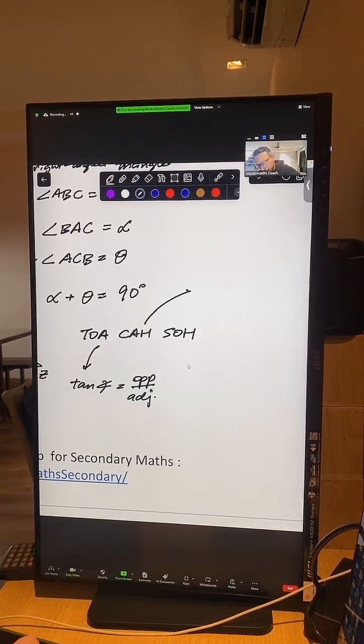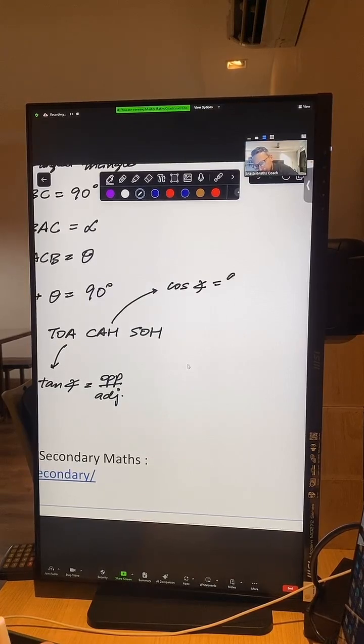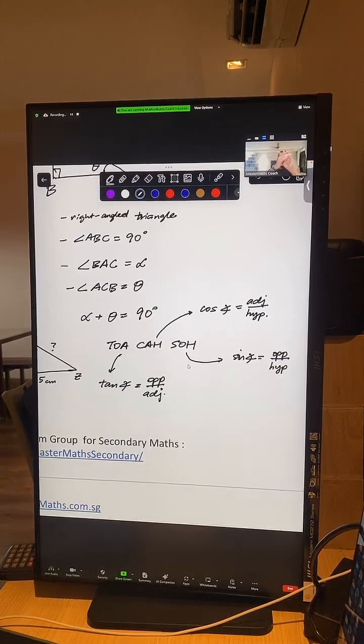CAH here is cosine angle equals adjacent, ADJ, over hypotenuse. We've talked about hypotenuse previously, the longest side. And SOH is sine angle equals opposite over hypotenuse. In every triangle, you've got three sides: the hypotenuse, which is the longest side, and then the other two sides are your opposite and your adjacent side. Now, what is the opposite side and what is the adjacent side?